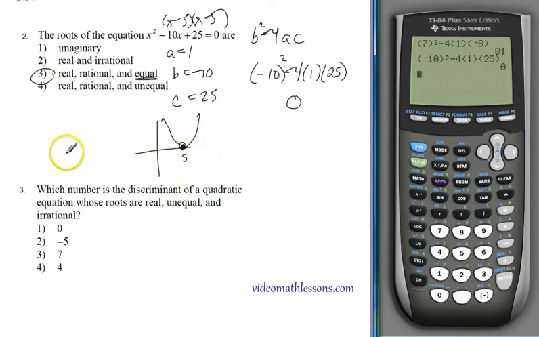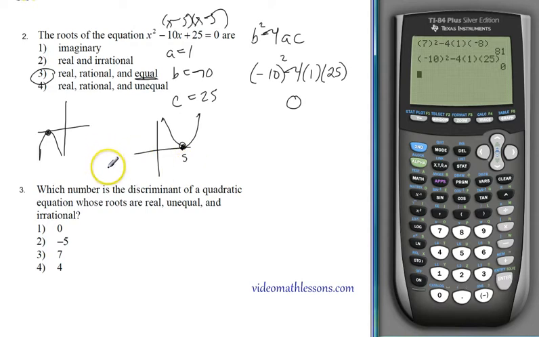So a graph could look like this. It could be on the other side. It could be pointing down, right? That'd be a negative a value. But all those are for the equal. It touches one spot. So sometimes you hear it called tangent to the x-axis. Tangent to the x-axis. And so let's try another one.